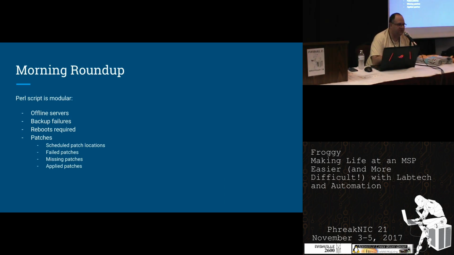The Perl script I wrote is modular on purpose so that we can add and remove things and reorganize things within it, using some very, very simple CSS to make it actually look pretty. But we want to know where offline servers are, if we had any backup failures, if machines need reboots, and all this patching information. My boss is big about patching and making sure our clients' machines are patched. Patching is difficult because if you have users at remote sites, they don't like to keep their computers on during their patch window. So we like to know these kinds of things.